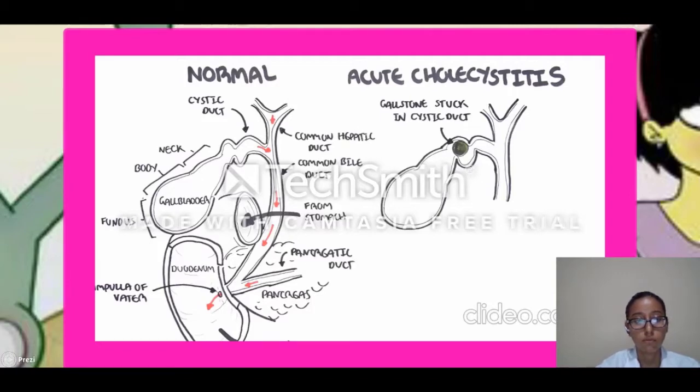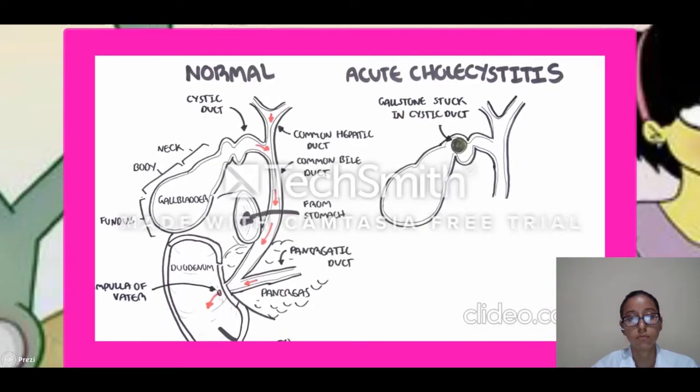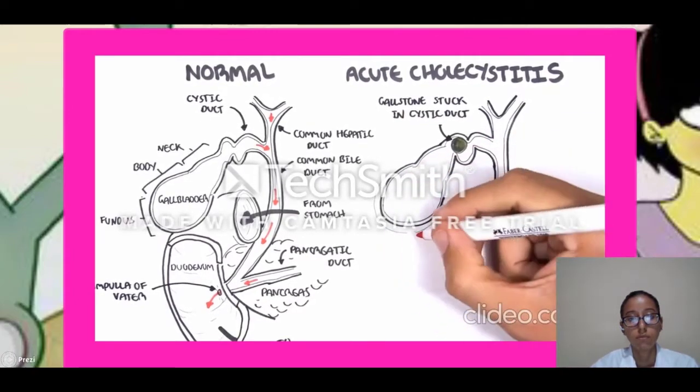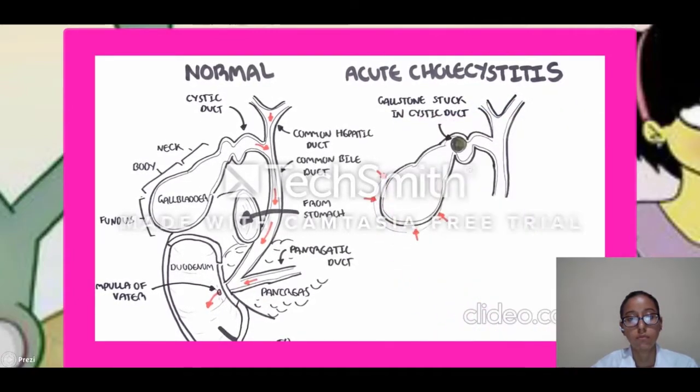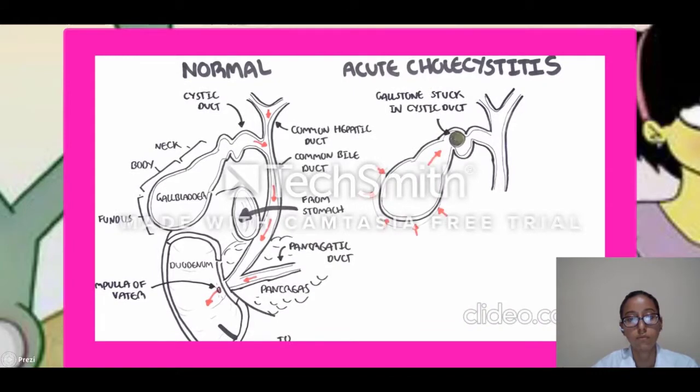There are many types of gallstones, but we won't talk about that here. Just think of gallstones as a mixture of cholesterol and other pigments within bile. So when the gallstones get stuck in the cystic duct, the gallbladder will try to contract and push it out without any success. And this obstruction results in inflammation to the gallbladder, and this is acute cholecystitis.